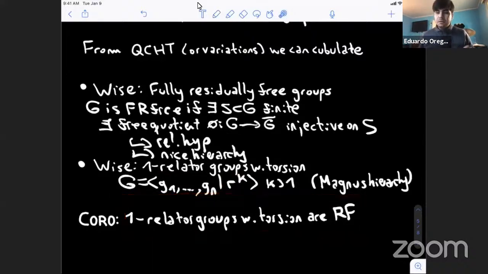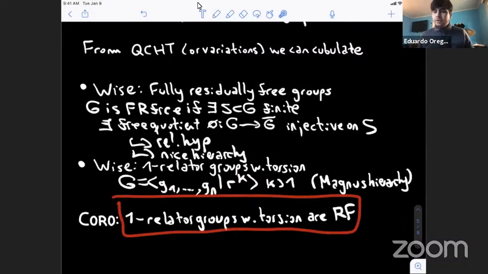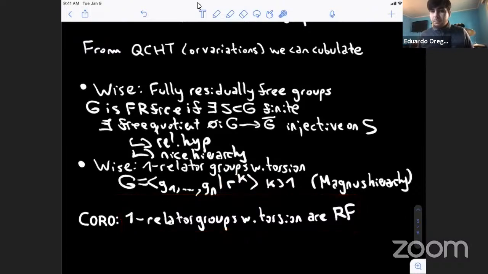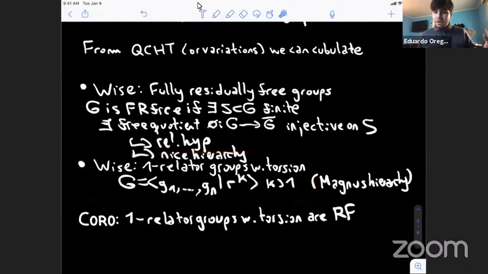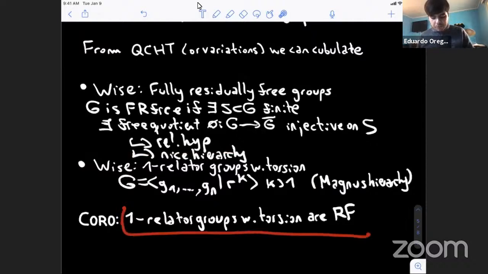I mean, this was a question presumed by Baumslag, which was open for a long time. And this was proven by Wise using this theory of special cube complexes and this quasi-convex hierarchy theory, which is nice because, a priori, there is no cubulation assumption for defining one-relator groups with torsion, and there is no cubulation in the conclusion. This is related to virtual finiteness.